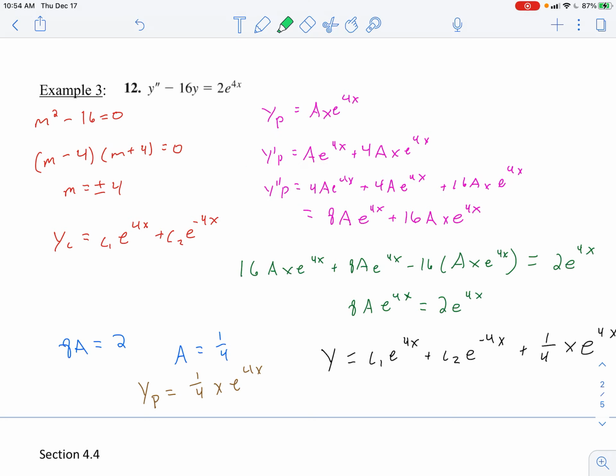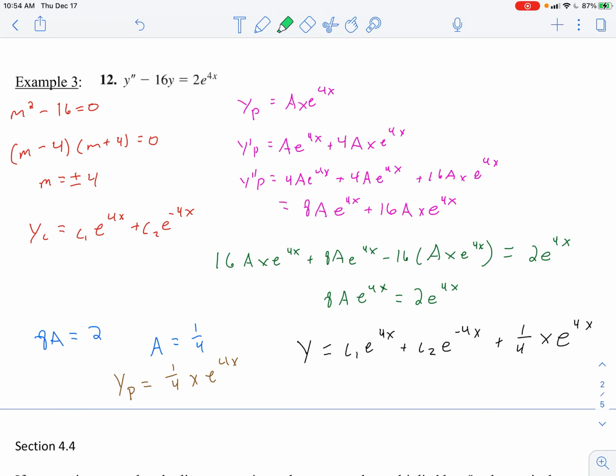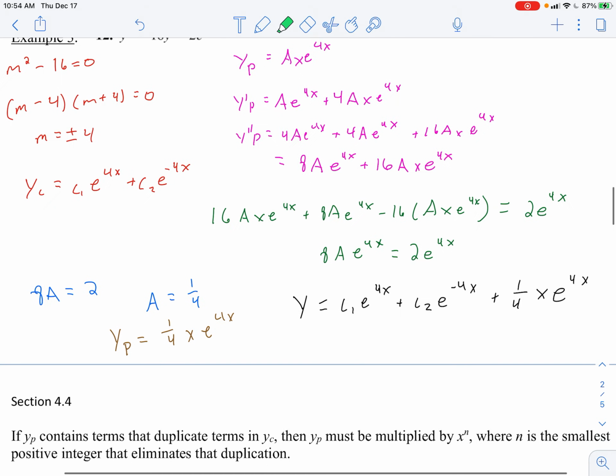All right, now, plugging those into our differential equation. Again, this comes from the y double prime, right there. That's y double prime. And then minus 16y, so that's y. Algebra. Going to distribute, combine like terms. When we do that on the left-hand side, we notice that 16ax e to the 4x minus 16ax e to the 4x is going to cancel out. We're left with 8a e to the 4x, and that's equal to 2e to the 4x.